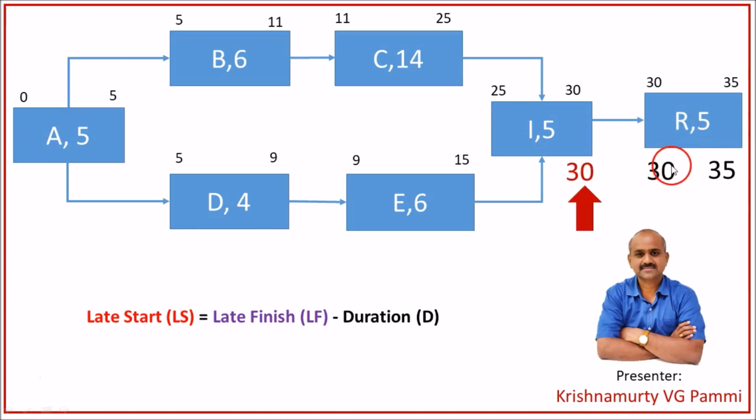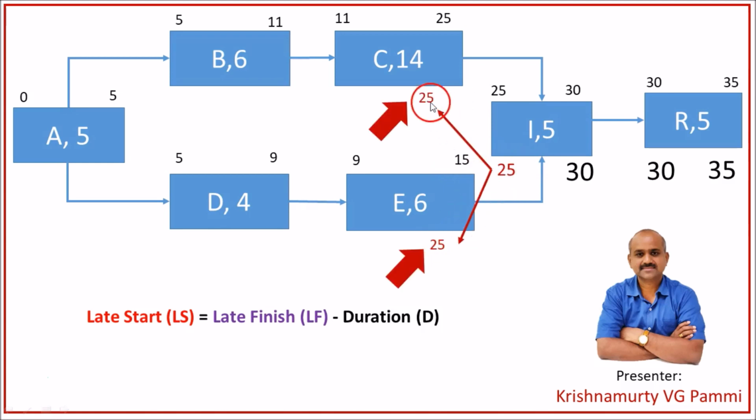Again, in the backward pass, this 30 will get carried forward as late finish for the preceding activity because they are connected with finish to start relationship. So the late start of activity R becomes the late finish of activity I. So this 30 is getting carried forward here in backward pass. Now if you deduct the duration from 30, you get 25. So 25 is the late start for activity I. This 25 will get carried forward to activity C and activity E as the late finish.